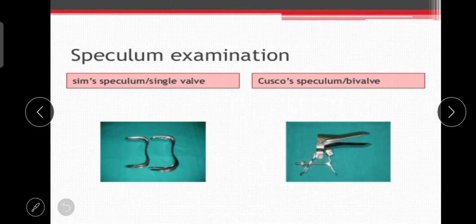Speculum. See, there are two speculums. This one is the Sims speculum, or single blade, and this is called the Cusco speculum, or bivalve. This is the instrument used for the examination of the vagina. It means that to inspect the internal part of the vagina, with the help of this speculum you can visualize it properly and clearly. So this is called a speculum, and there are two categories: one is the Sims speculum, and one is the Cusco speculum.